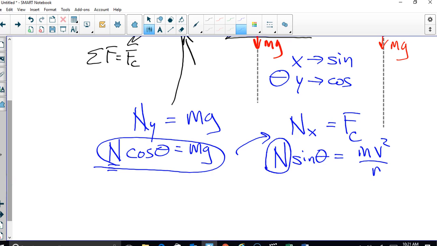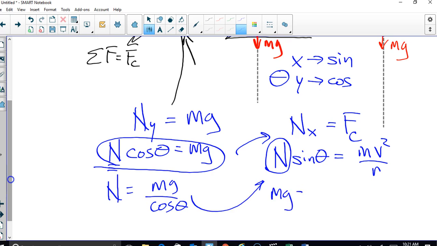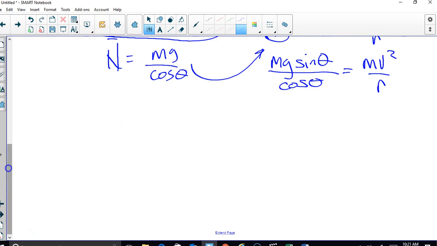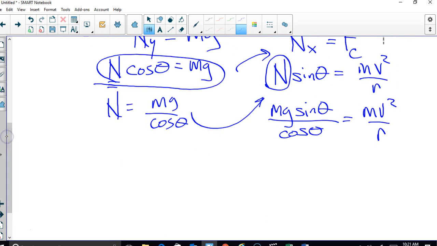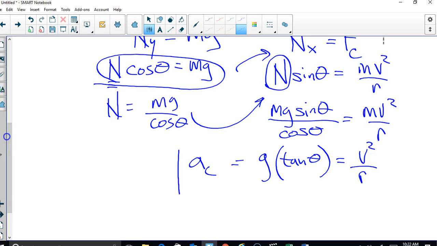I would like to point out that once again, n can come from over here, so n is going to be mg divided by cosine. We could bring that over and stick it in there. We got mg sine theta over the cosine of theta equals mv squared over r, and sure enough, just like before, the masses cancel out. In fact, it turns out g times the tangent of that angle is actually your centripetal acceleration. So this is a helpful relationship.